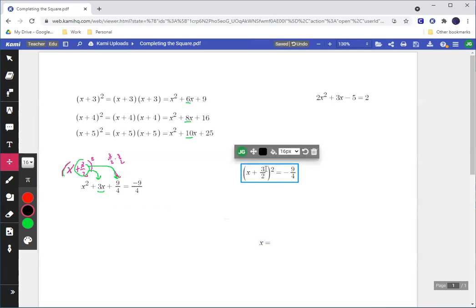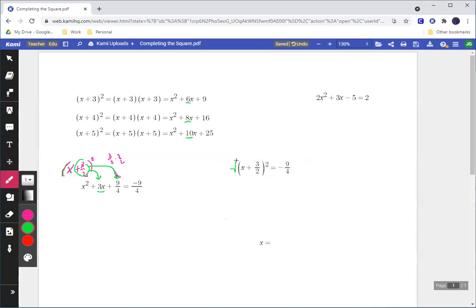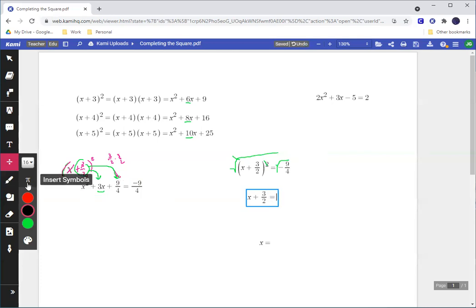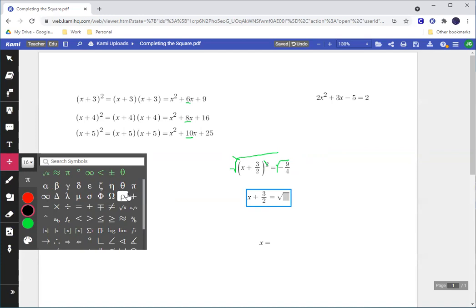So in order to begin canceling, we're going to need to cancel this square here. In order to cancel that, we're going to take the square root of both sides. The square root cancels with the exponent of 2. Okay, so these will cancel. And that's going to give us x plus 3/2 equals the square root of negative 9/4.